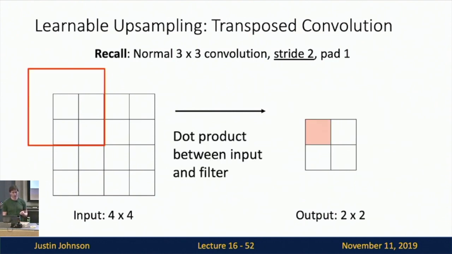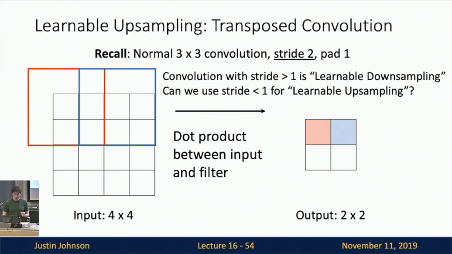With stride 2 convolution, it's exactly the same, except because it's stride 2, we move 2 pixels in the input for every 1 pixel that we move in the output. Now the stride gives us a ratio between the number of pixels that we move in the input and the number of pixels that we move in the output. So in normal convolution, when we set the stride greater than 1, we end up downsampling the input feature map because of this ratio between the strides.